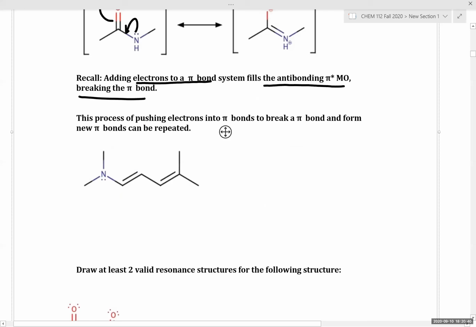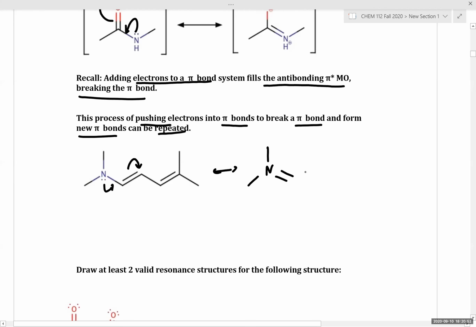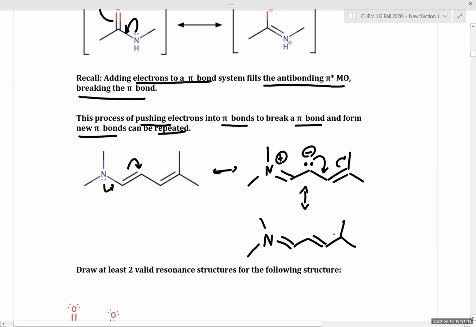So this process of pushing electrons into pi bonds to break a pi bond and form a new bond can be repeated. For example, we can draw a first resonance structure where we've kicked our electron density from our nitrogen all the way to one of our carbons. And then we can keep going and continue pushing our electron density to further delocalize our lone pair across multiple atoms. Does this make sense to everyone?